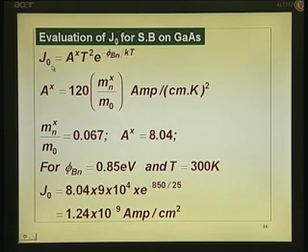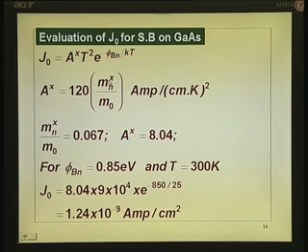So, coming back to this, therefore, J naught is A star T squared e to the power minus q phi_Bn by kT. This is the one which decides what is the voltage drop across the device. A star is 120 m star by m naught, which we have just now derived. For gallium arsenide, we are now evaluating J naught. How much is J naught in gallium arsenide?